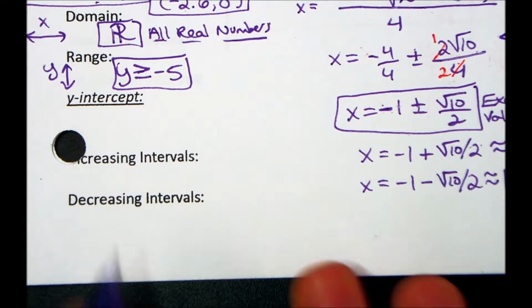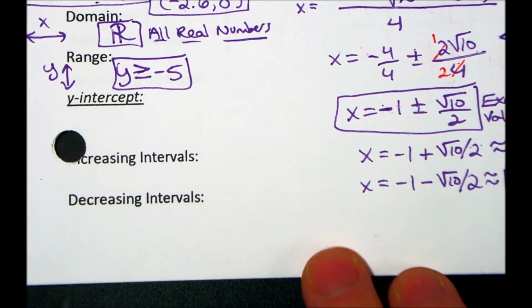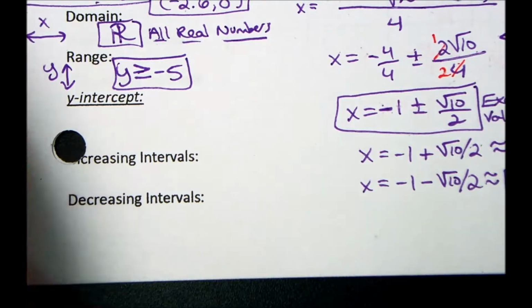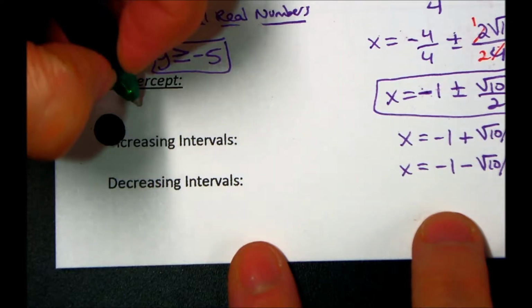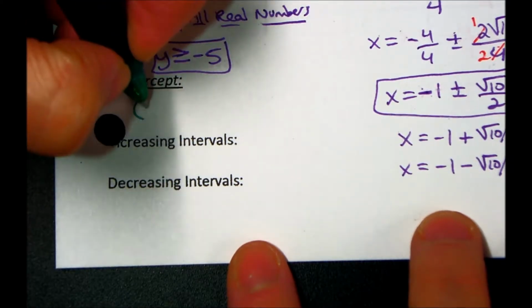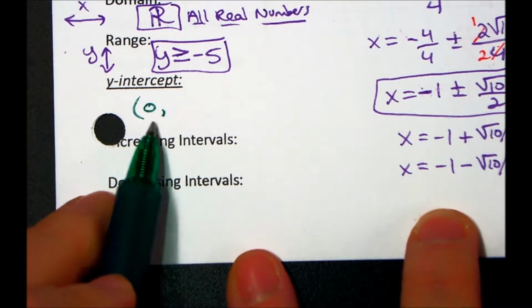All right, the y-intercept. This is underlined also, which means we have to show the steps on how we solve it. What's nice, though, is the y-intercept is pretty easy to find. The y-intercept always has an x-coordinate of 0.